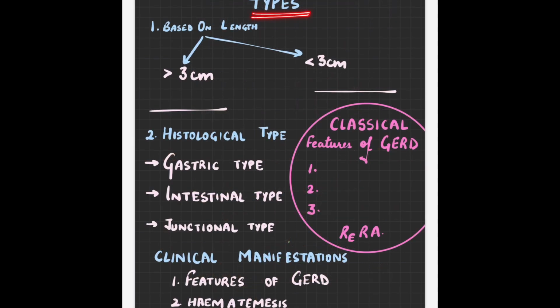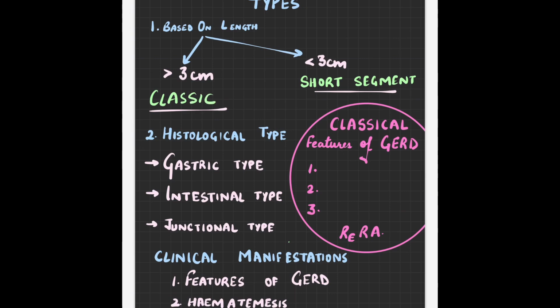Now, how is Barrett's esophagus classified? It can be classified on the basis of length or on the basis of histological examination. On the basis of length, if less than 3 centimeter of metaplastic change has occurred, then it is called short segment Barrett's esophagus. If more than 3 centimeter of metaplastic change has occurred in the esophagus, then we call it classic Barrett's esophagus.